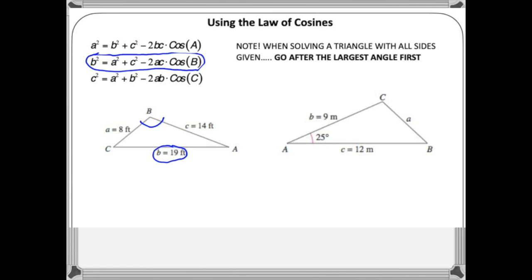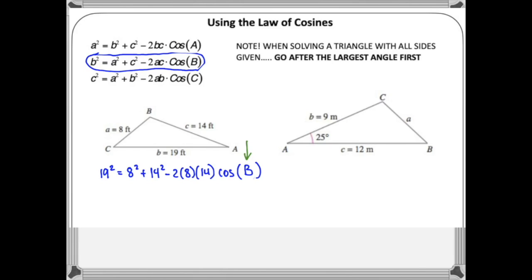So let's fill this out and see where this takes us. Okay, here we are. Everything is all set up. We have the cosine of angle B there, and that is the thing we are solving for right now, again, because it's the largest angle, and we have all sides of the triangle given. And so what we need to do is just clean things up.